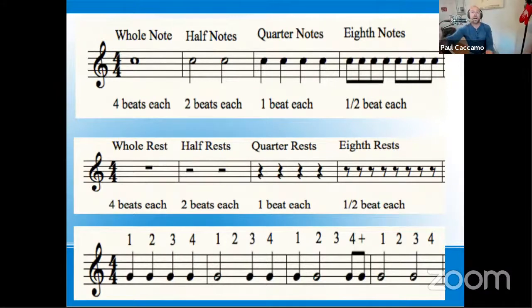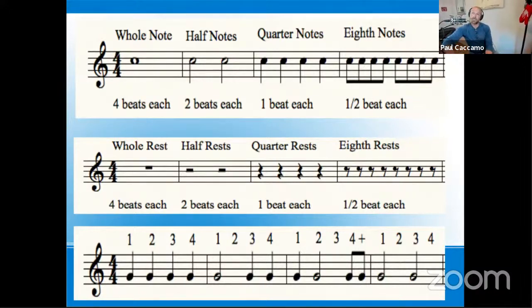Ta, ta, ta, ta, ta. And we could go on from there. We could go to triplets, ta, ta, ta, ta, or 16ths, ta, ta, ta, ta, ta. But again, I don't want to dig too deeply into that.